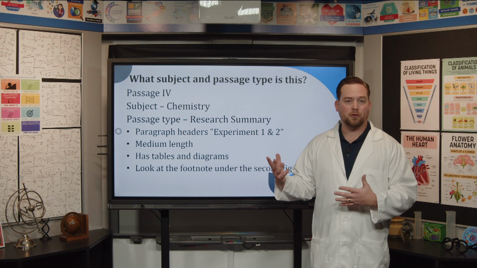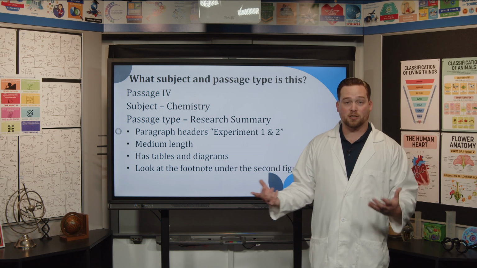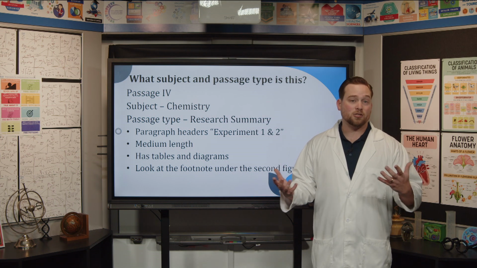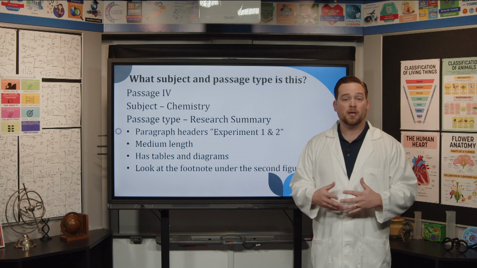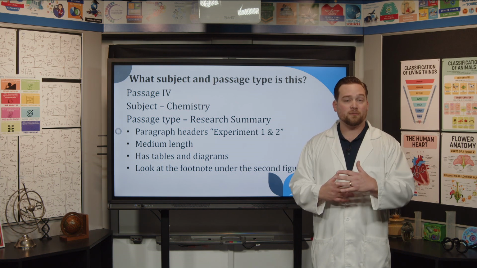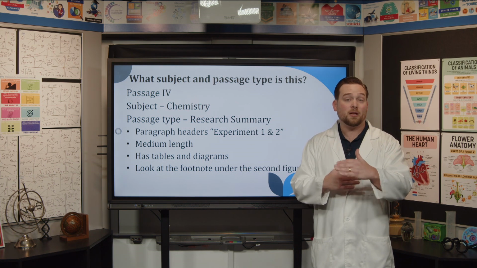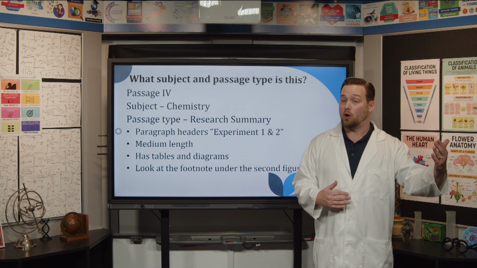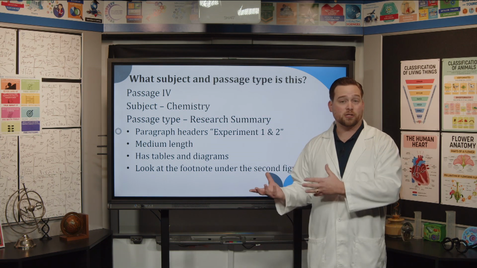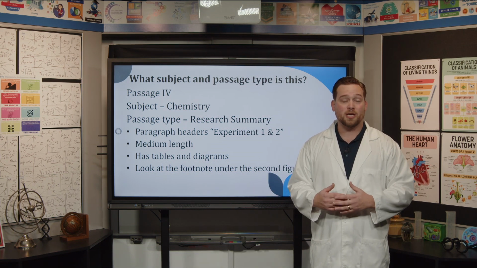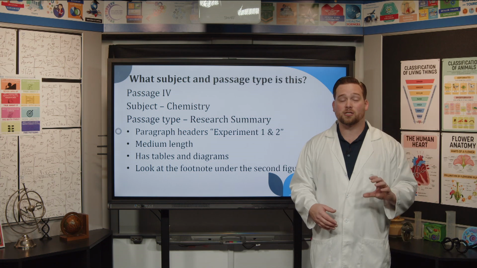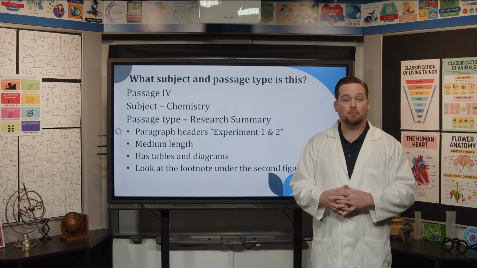Well, the headers for the paragraph said experiment 1 and experiment 2. If you see that, it's going to be a research summary. The reading parts of this passage were middle length. It wasn't really, really long like the conflicting viewpoints. It wasn't really, really short like the data representation. There were kind of 2 different sections that you had to read, so it's kind of that middle length.